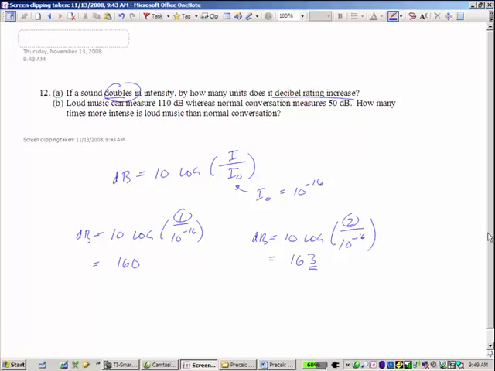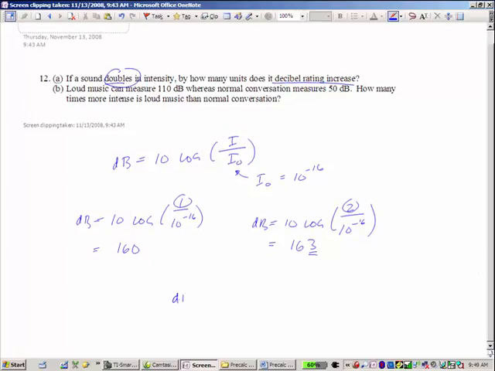Another way of doing that same problem would be this. What if I take 2 and compare it to 1? Do you see how I'm comparing 2 to 1? I'm not comparing them both to the threshold of hearing. I'm comparing them to each other. So go ahead, do the log of 2 times 10. What do you get?